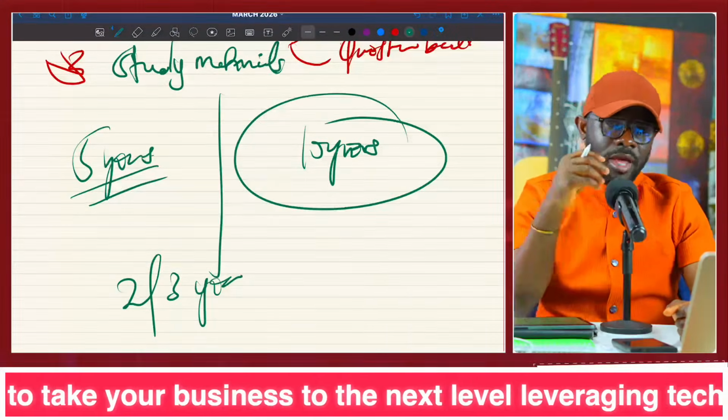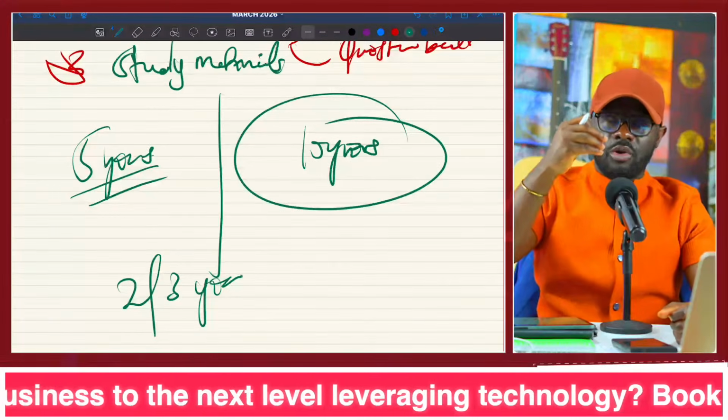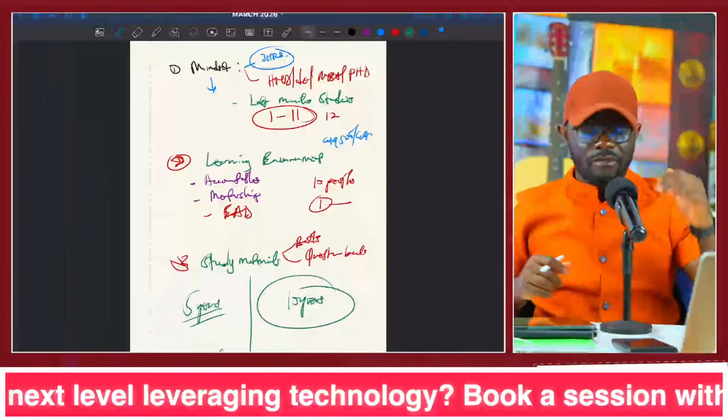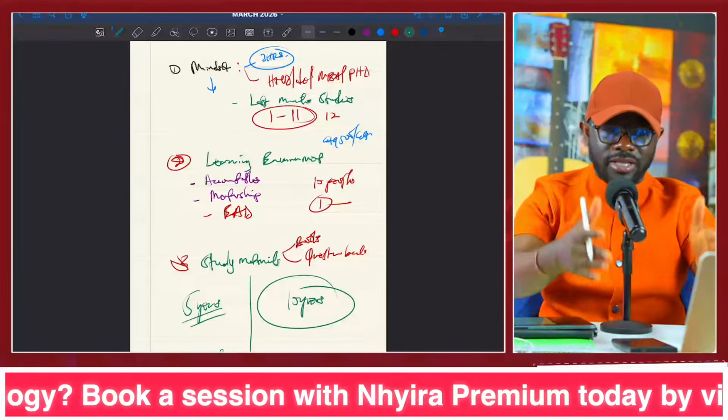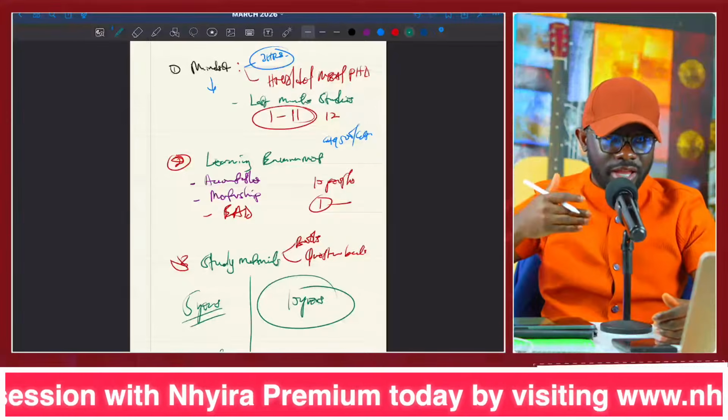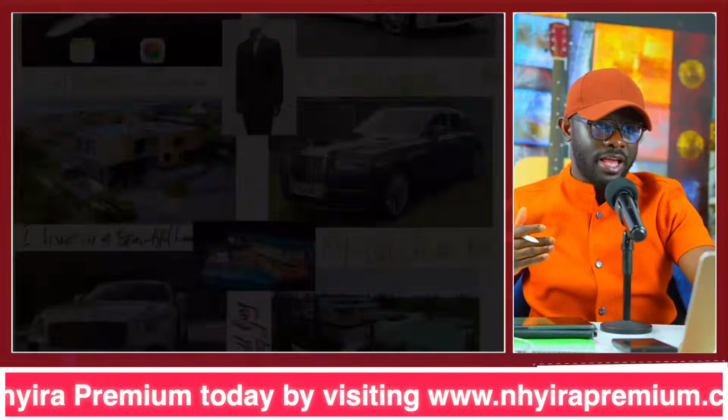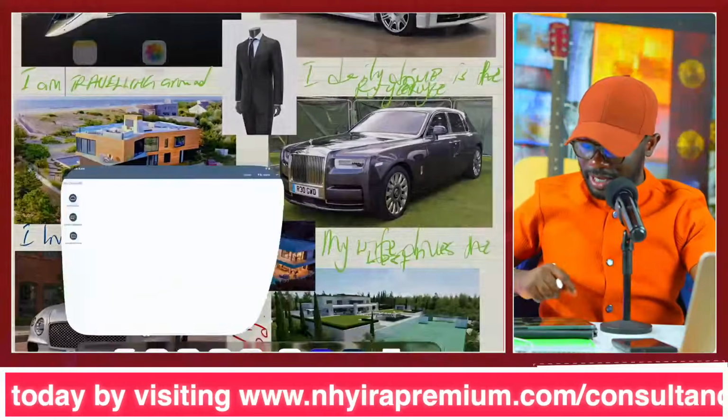Shortest possible time, if you have the right mentorship, you're in the right environment, and you have the right mindset. So, how do you pass the March 2026 exam and excel in 2026?